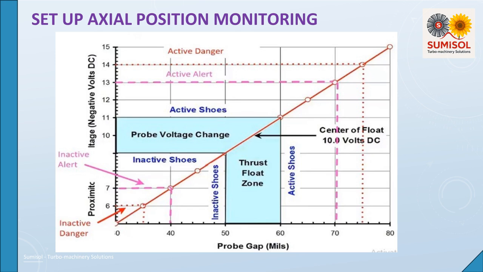In this case, the center of the linear range is 10.0 V. Float is 16 mils, half of which is 8 mils. If the rotor moves to one side, voltage will increase or decrease by 8 × 200 mV/mil = 1.6 V. So when the rotor is on the active side, set the voltage to 10 + 1.6 = 11.6 V.